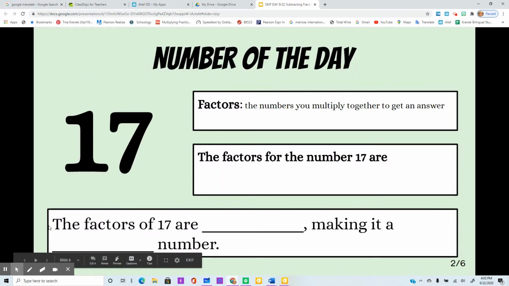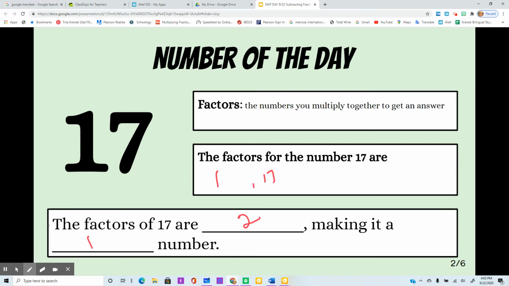All right, so our number for today is 17. The factors for 17 are 1 and 17. It has 2 factors, making it a prime number. If you don't have that on your list, add it to your list. I think you should have it from when we did the calendar. So a number that has only 2 factors is a prime number.